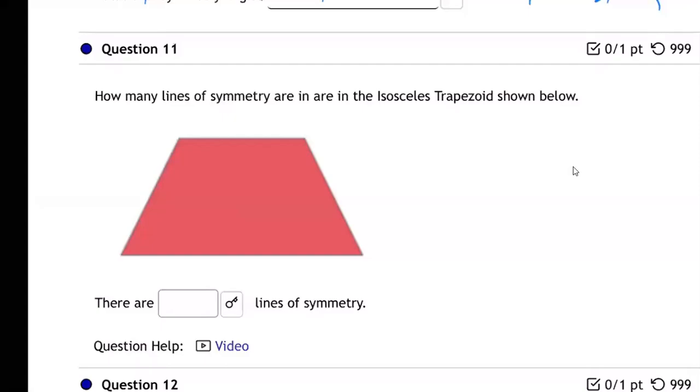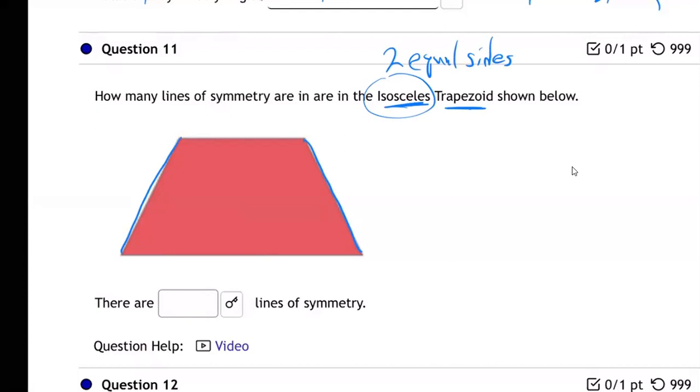So for number 11, my first one is an isosceles trapezoid, which means that these two sides here are equal. Remember, isosceles means two equal sides, like an isosceles triangle has two equal sides. An isosceles trapezoid has two equal sides as well.